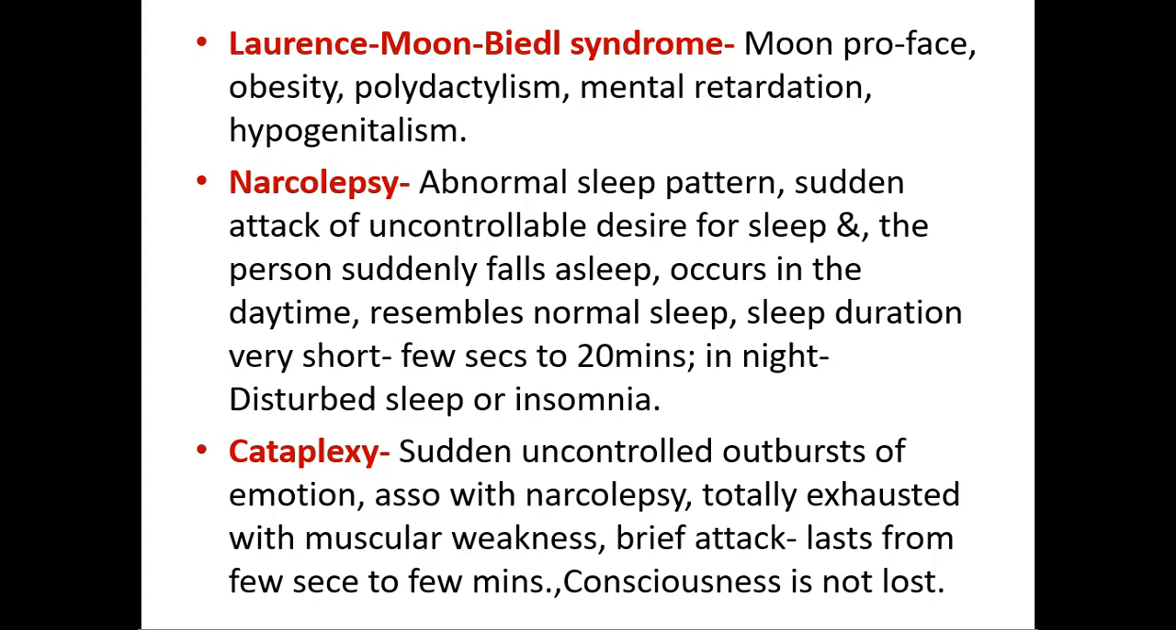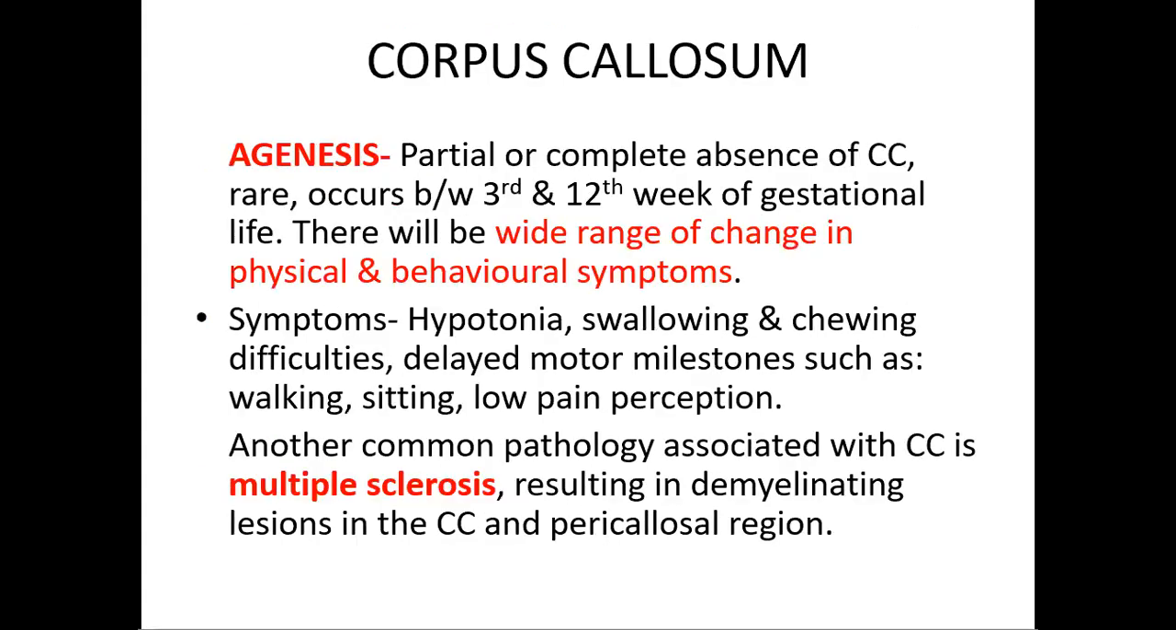Next we have the corpus callosum. There are again many things to say about the corpus callosum. One important thing is agenesis. Agenesis is where there is no corpus callosum from birth, or there is partial or complete absence of the corpus callosum. Because of that, there will be a wide range of changes in the physical and behavioral patterns and symptoms of the person. So this is known as agenesis, where either there is partial or complete absence of the corpus callosum.